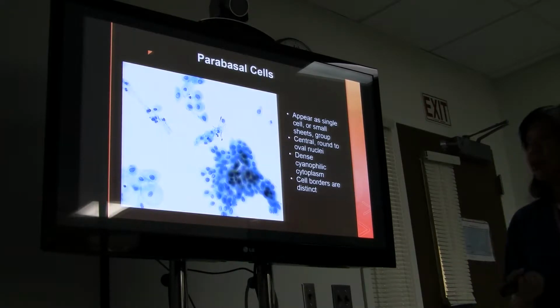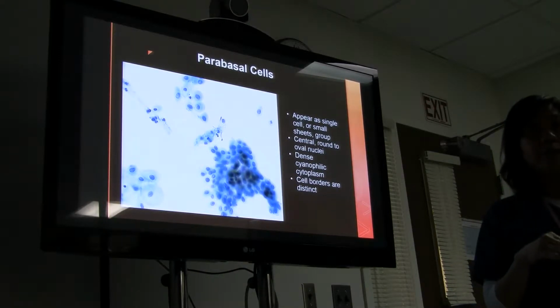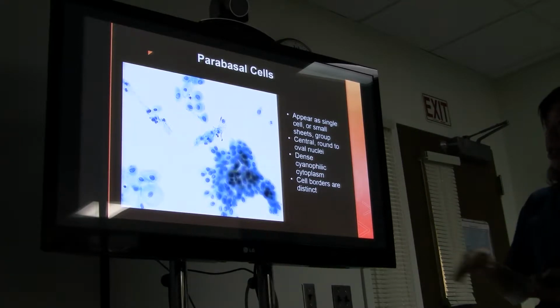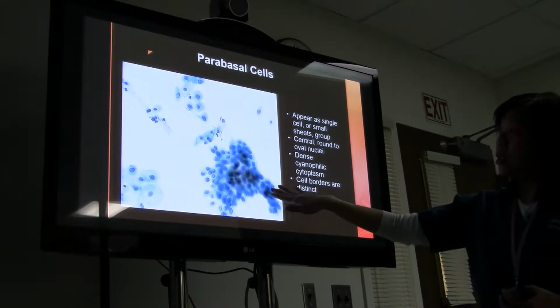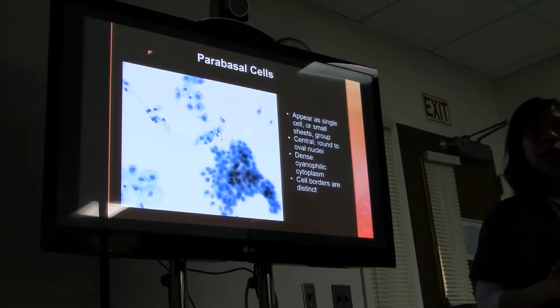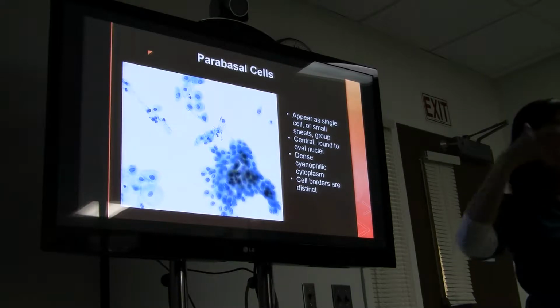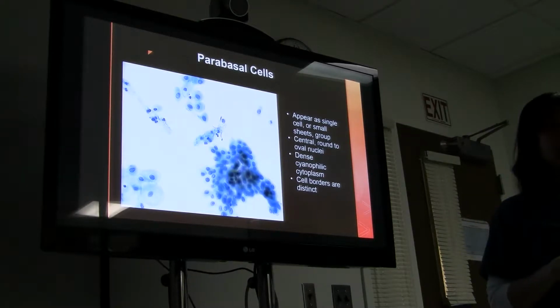Now keep in mind the cells are multi-layered, right? So for us looking at the picture here, we could see some of the cells in focus, some of the cells out of focus. However, if you're looking at the microscope, you could focus up and down. You could see through the different layers, okay?